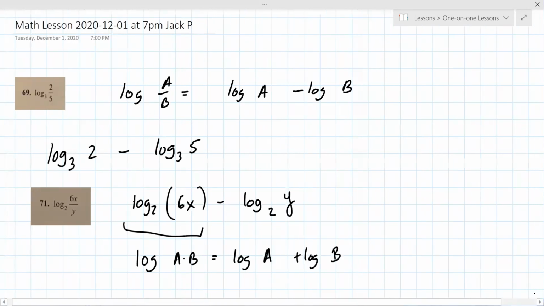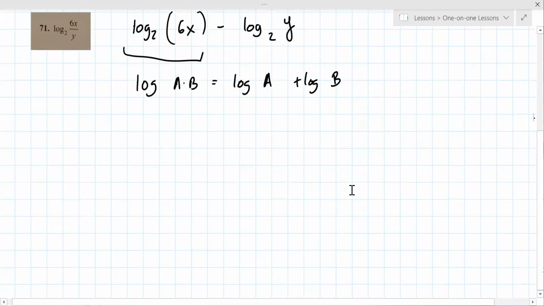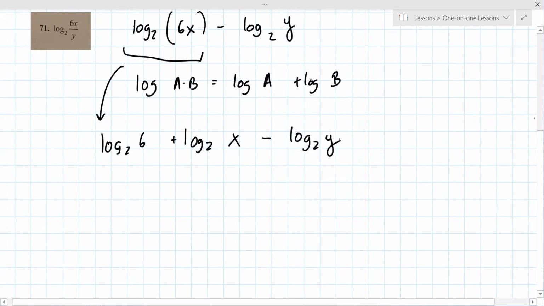So all we have to do is a little bit with that. We have to expand this. It becomes log base 2 of 6 plus log base 2 of x minus log base 2 of y. Now there's maybe potentially more to do on this.